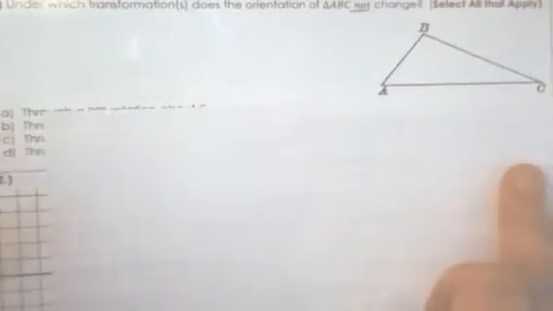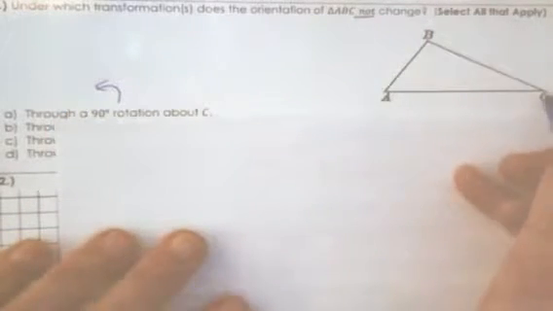Okay, so a 90-degree rotation about C. So what would that look like? A 90-degree rotation about C. So it says positive 90. So positive 90 is counterclockwise. So that's saying go this way. And it says about C. So C would stay where it is.